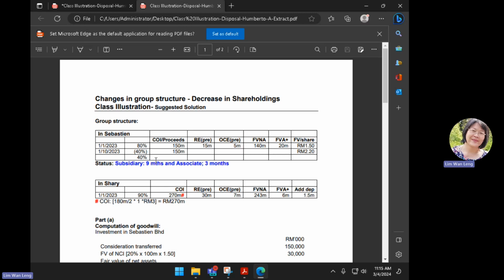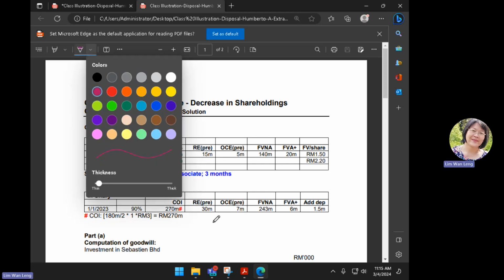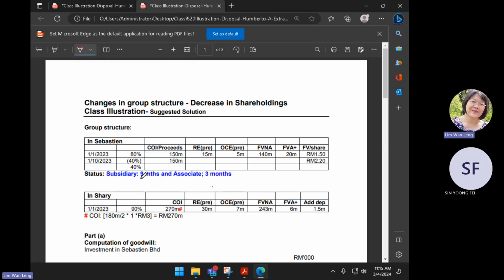Okay, so this is with regards to the first acquisition that we have seen. So this one, you just copy back, just fill in the blanks, fill in the blanks, fill in the blanks. Okay, so the thing that you need to take note is the status. First 9 months is a subsidiary. Last 3 months is an associate.